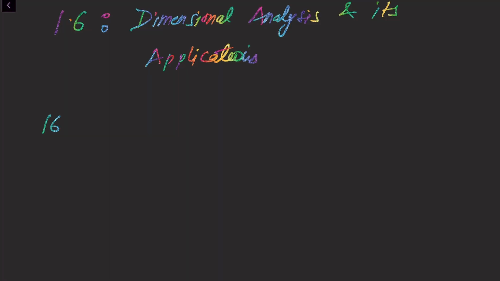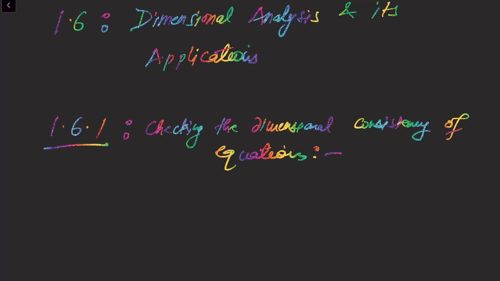So we come to 1.6.1, that is checking the dimensional consistency of equations. The magnitudes of different physical quantities can be added or subtracted if and only if they have the same dimensions. So velocity cannot be added to force, length cannot be added to mass, right? The dimensions have to be the same. Then only the quantities get added or subtracted. This simple principle is called the principle of homogeneity of equations, which is extremely essential in checking the dimensional consistency of the equation. So if the dimensions of all the terms are not the same, then the equation is wrong.